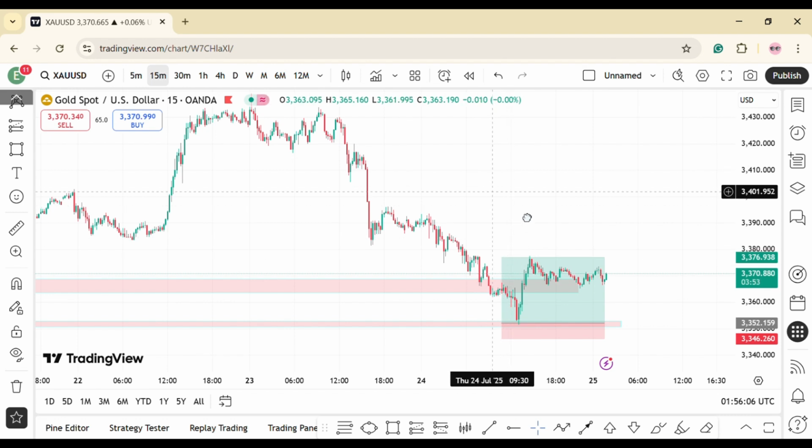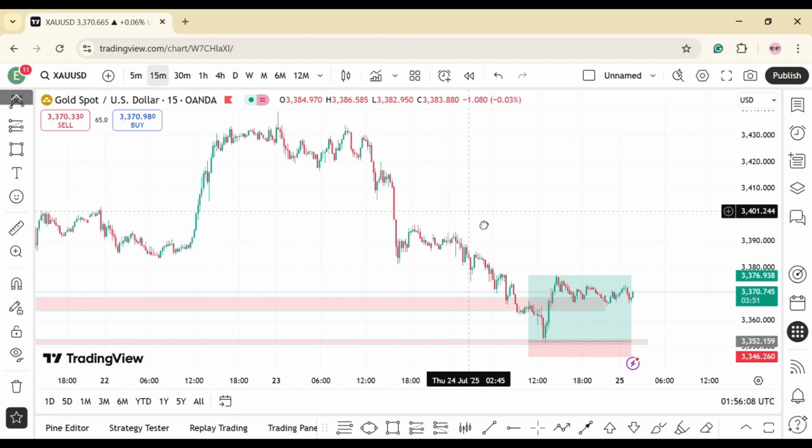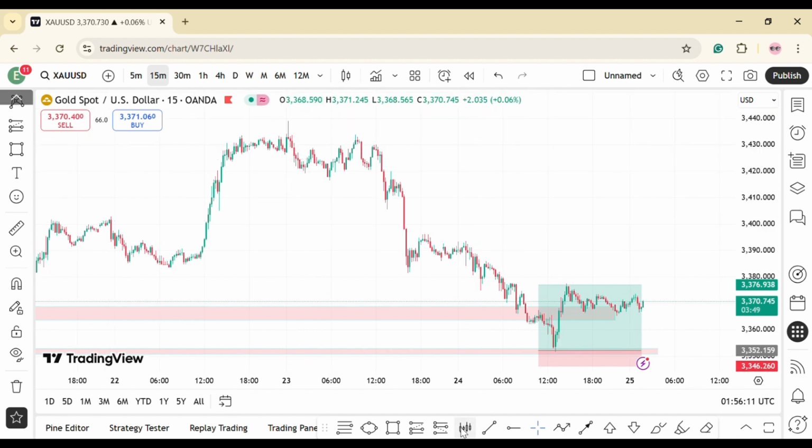Then for those who trade support zone, this is it. I've given you the assignment, do that of the supply zone. You will see it in the chat. Those who trade support, this is it. You can see.